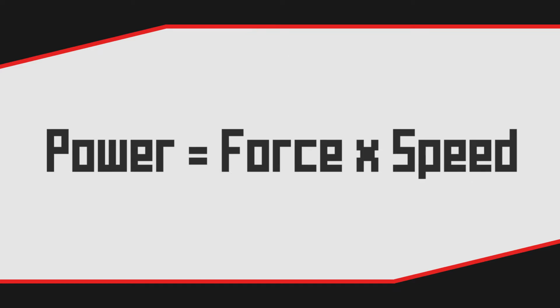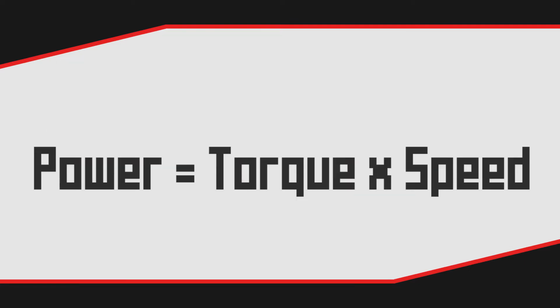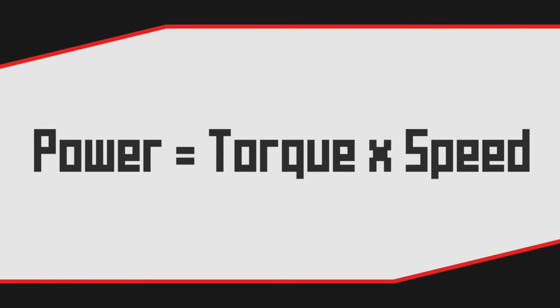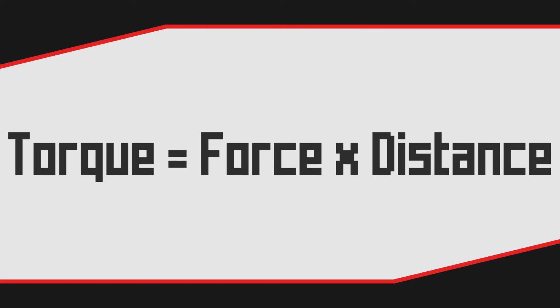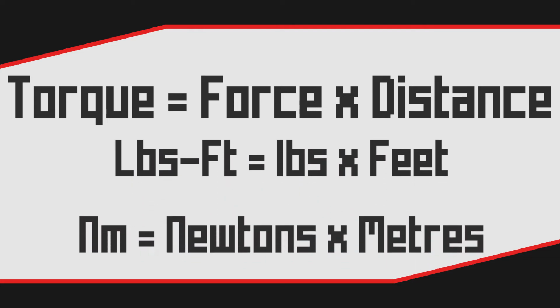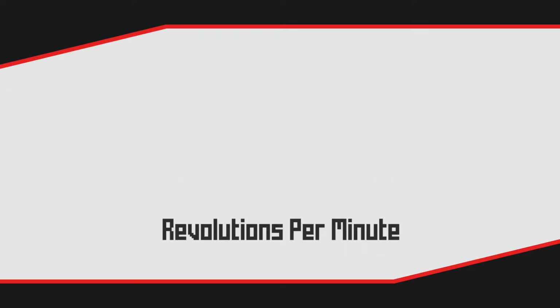Power is simply force multiplied by speed. In a car, the crankshaft is spinning, so the force is a turning force, torque. For the same reason, speed in this case is rotational velocity. Multiply them together, you get power. Your units with torque may vary. Most of the world uses either pounds-feet or newton meters. Rotational velocity on the other hand is universal. Everywhere uses revolutions per minute, or RPM.